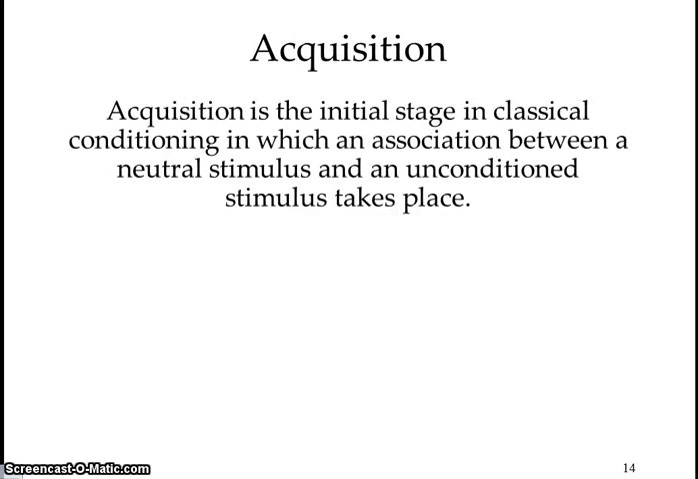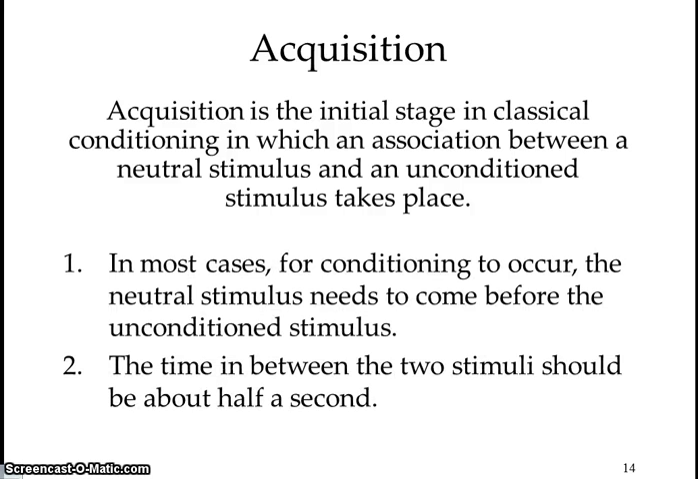So we've conditioned you to learn to associate those bells with dreading the day or freedom or whatever the bell means to you. Acquisition is the initial stage in classical conditioning in which an association between a neutral stimulus and an unconditioned stimulus takes place. This is when you're trying to get your subject to actually learn the behavior. In most cases, for conditioning to occur, the neutral stimulus needs to come before the unconditioned stimulus. So that bell had to come before the unconditioned stimulus. The time in between the two stimuli should be about half a second. So it needs to be pretty quick, almost immediate.